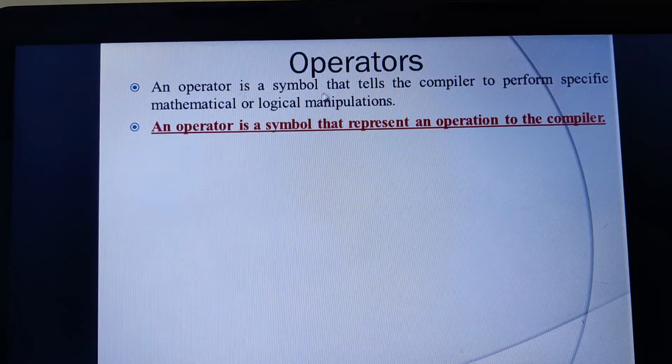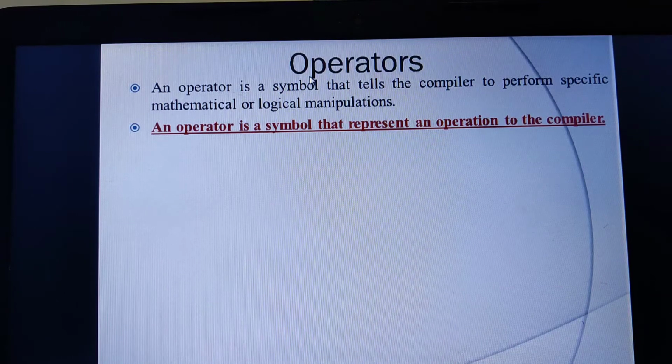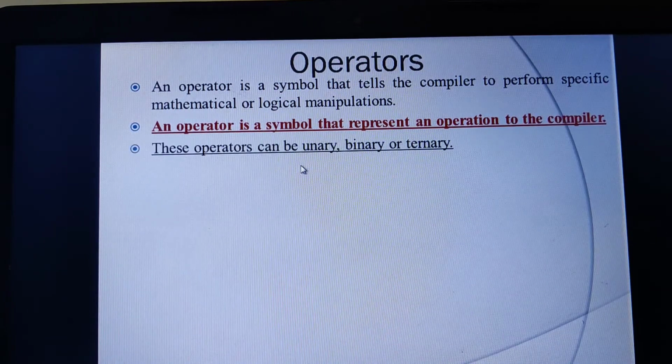We can also say it tells the compiler to perform some specific task, like mathematical tasks, it might be logical manipulations, it might be relational calculations. So there are different kinds of tasks that could be performed by making use of the C++ operator. Now here in the C++ operators, we actually have the unary operators, binary, and the ternary operators.